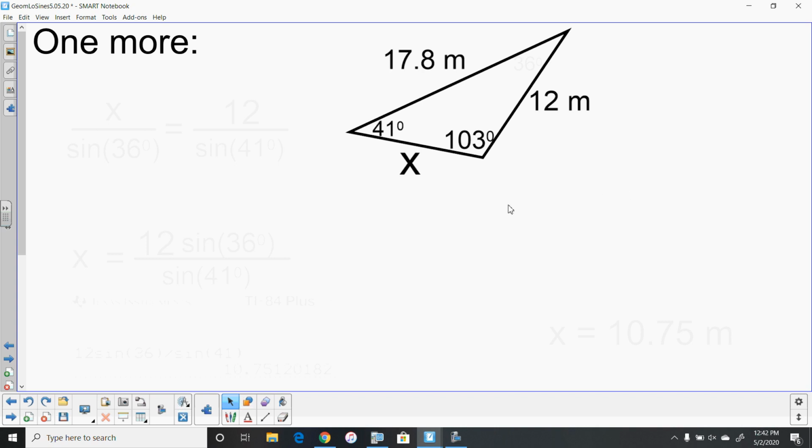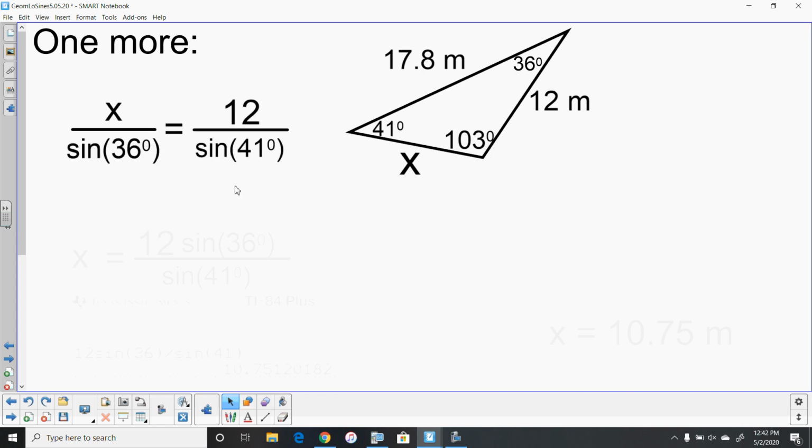Okay. So you may have been thinking, well, shoot, I don't know the angle across from x, but you guys are pretty quick. You hopefully realize that you can solve for that angle because I know the other two angles in the triangle. So adding 41 and 103 together, I get 144 degrees for these two angles here. Subtracting that from 180 tells me my third angle has to be 36. So using the law of sines, we can set up this proportion here. X over sine of the angle across from x, 36, equals 12 over sine 41.